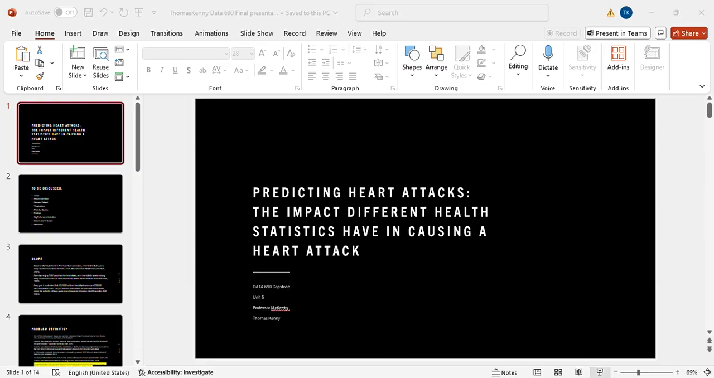And then overall, though, smoking seems to be the stronger or more influential variable, because at various different levels of cholesterol and heart rate, you're still more likely to have a heart attack compared to if you don't smoke.